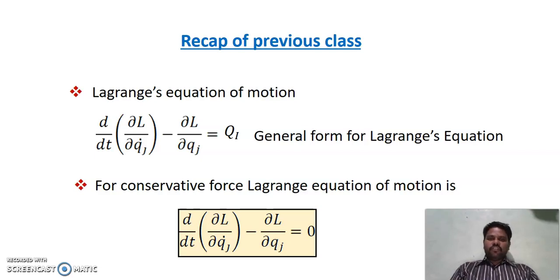The Lagrangian equation of motion is given by d by dt of ∂L by ∂q̇_j minus ∂L by ∂q_j is equal to Q_j, which is the general form of the Lagrangian equation. For a conservative force, Q_j is equal to 0. Then the Lagrangian equation of motion reduces to d by dt of ∂L by ∂q̇_j minus ∂L by ∂q_j is equal to 0.